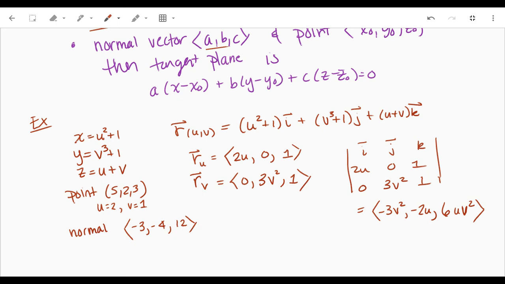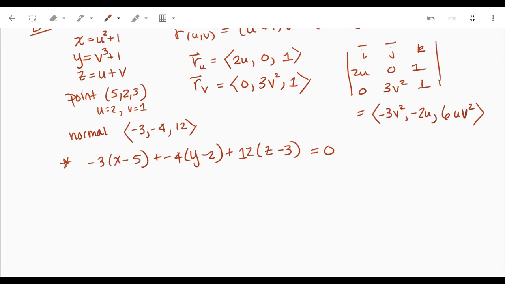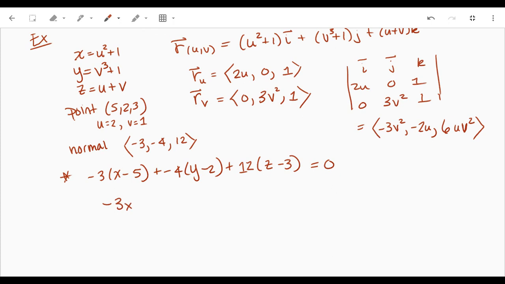So the tangent plane then, the answer, would be A times (x minus x naught) plus B times (y minus y naught) plus C times (z minus z naught) equals 0. We're going to expand that out. So I'll have negative 3x plus 15, minus 4y plus 8, plus 12z minus 36. I'm just moving those constants to the other side right away. So negative 3x minus 4y plus 12z is negative 23 plus 36, so that is 13.